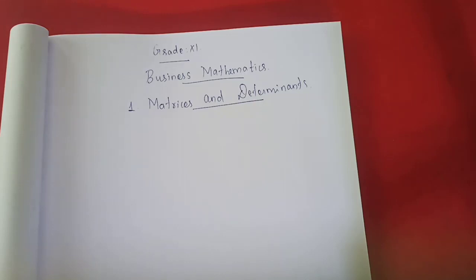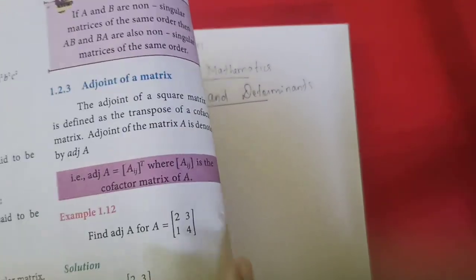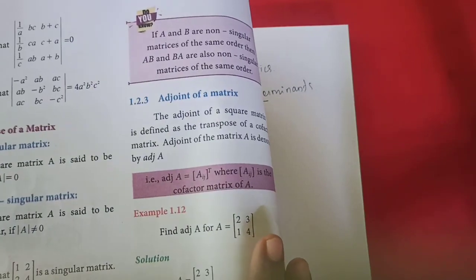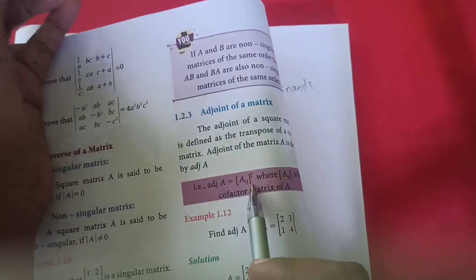So students, I just remind you what you mean by the adjoint of a matrix. The reason is, today we are going to do problems related to that. Adjoint of a matrix. So adjoint means Aij the whole transpose.